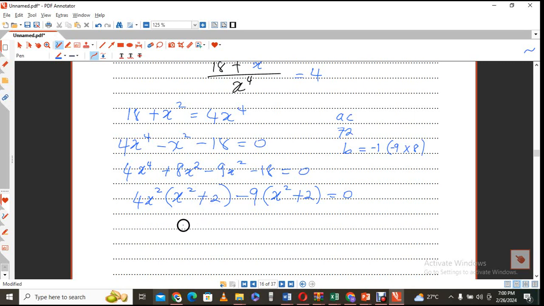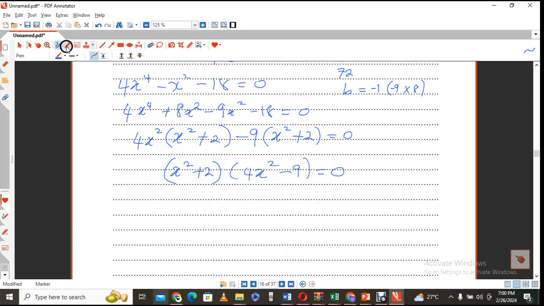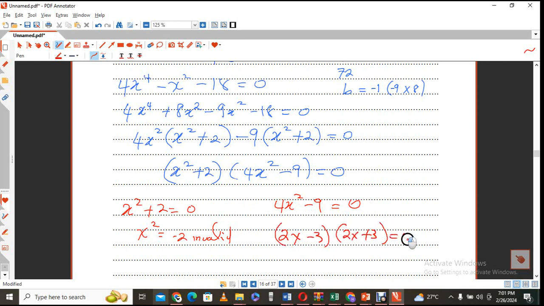So x squared plus 2 is a common factor, and 4x squared minus 9 is the other factor. Of course, you should now let each one equal 0, but for this one it won't work because you'll have x squared plus 2 equals 0. That will be x squared equals negative 2. It's not going to help us much because you can't take the square root of a negative number. But 4x squared minus 9 equals 0. This is the difference of two squares, or you can find a way that you can solve this. So here definitely we can find solutions.